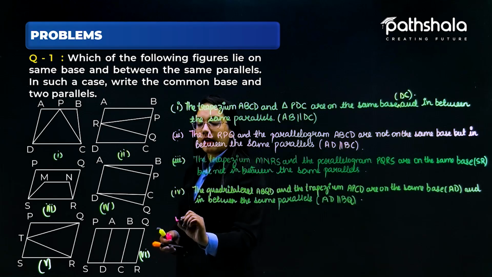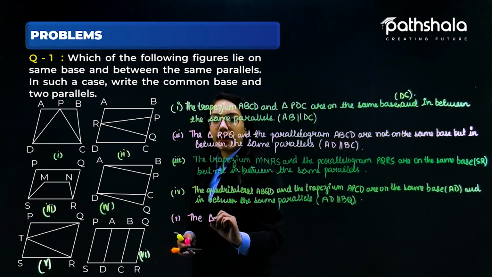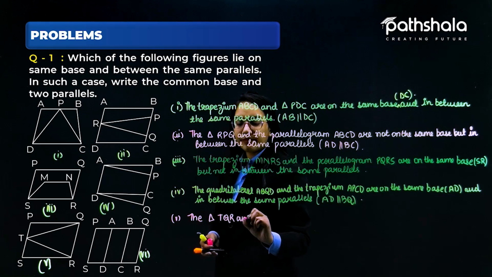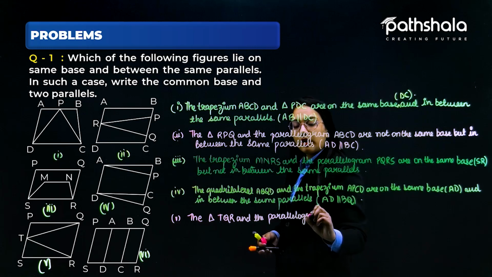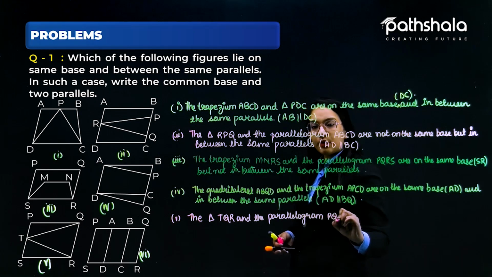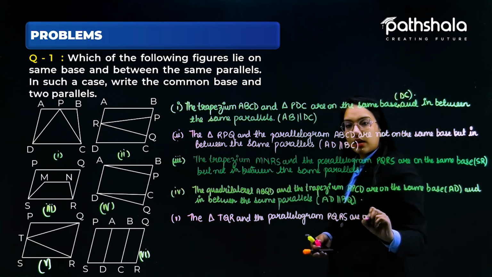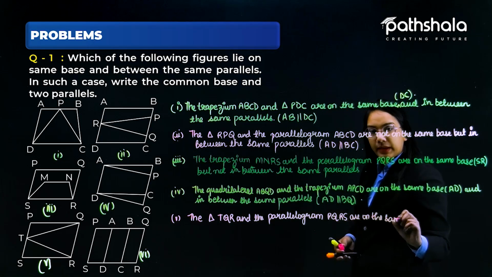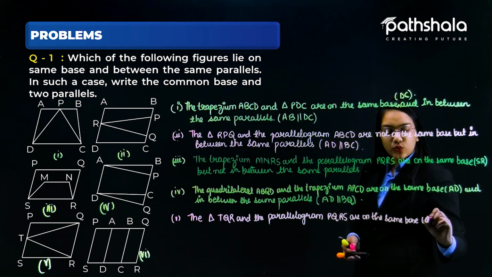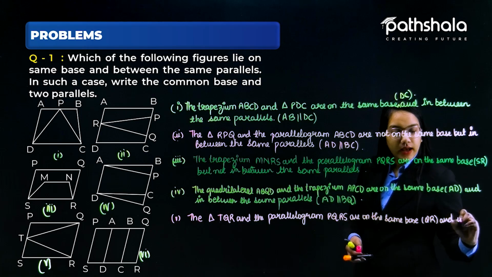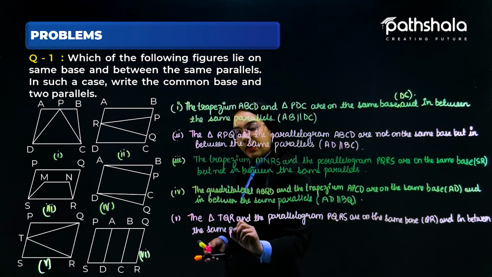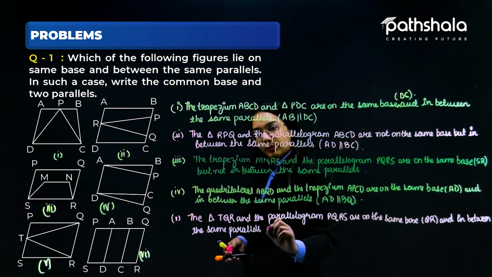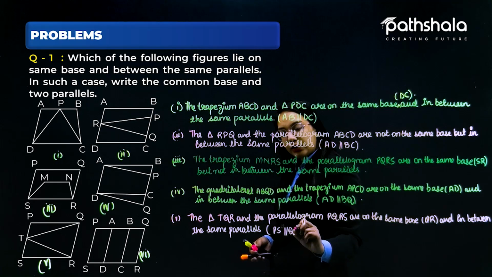Now let's talk about the fifth part. In the fifth part, again we can say that the triangle TQR and the parallelogram PQRS are on the same base QR, and in between the same parallels, which is PS parallel to QR.